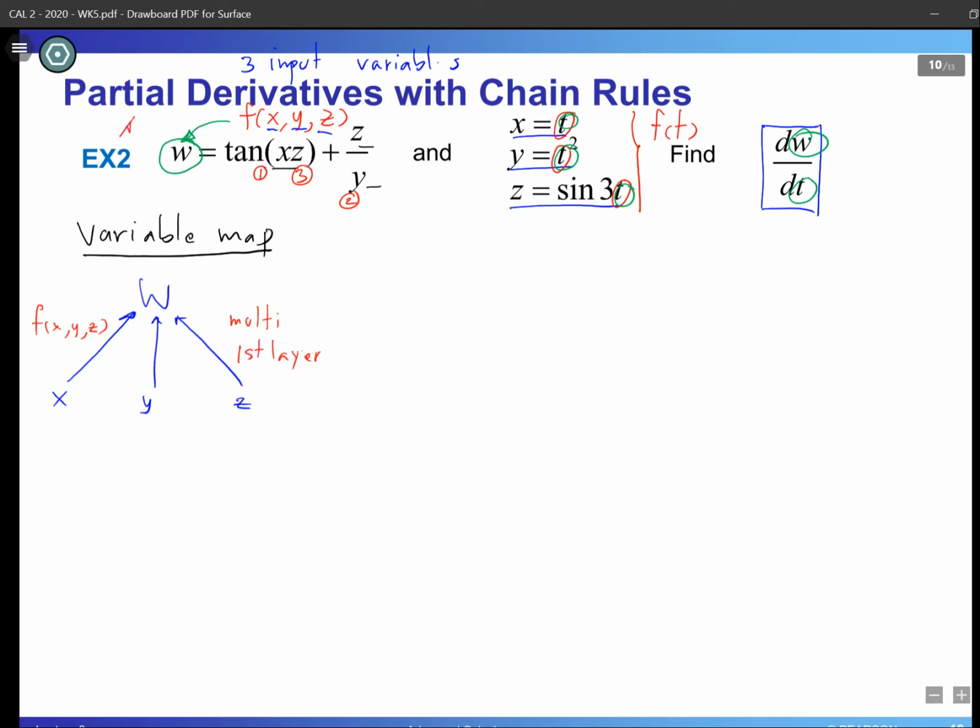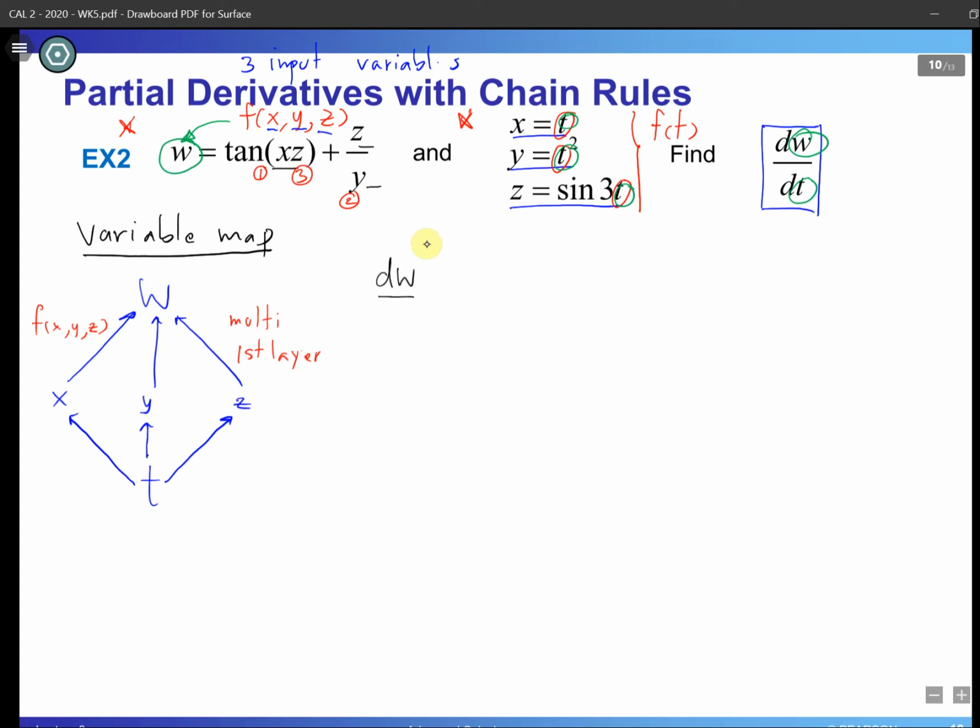Now let's take a look at the second set of information we have right here, all these equations. X depends on t, y depends on t, and z depends on t, which means that we need to include t into this map. Alright, x depends on t, so t is the input to x, t is input to y, t is input to z. Alright, and now we try to find the dw by dt.